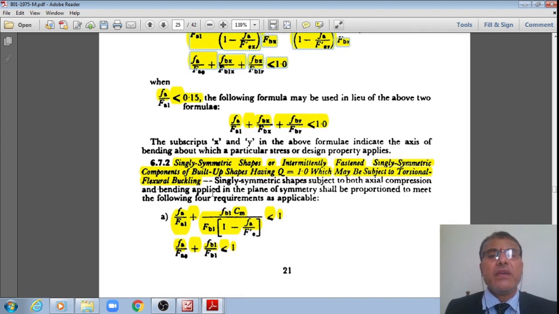The next one, singly symmetric shapes or intermittently fastened singly symmetric components of built-up shapes having Q equal to 1, which may be subjected to torsional flexural buckling, right?